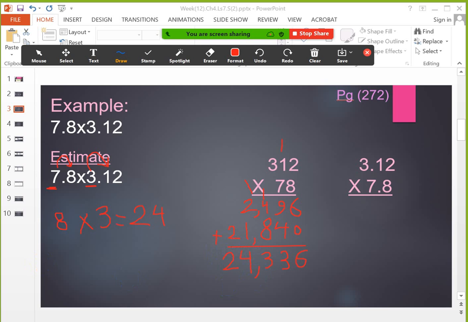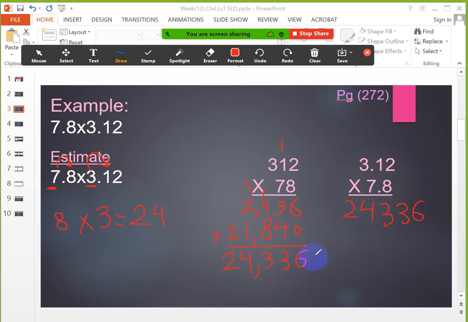Thank you so much, Fatima. Now with you, Emma, could you please tell me, if I want to find the final answer, where I have to put the decimal point? The final answer, of course, is not 24,336. Where do I have to put the decimal point? The decimal point between 24 and 336. Very good. Thank you so much, Emma.